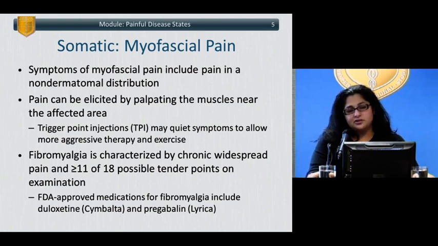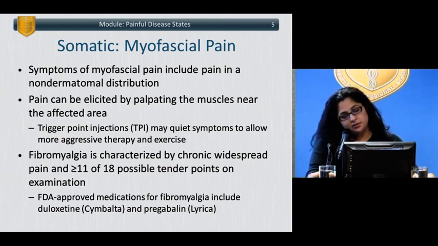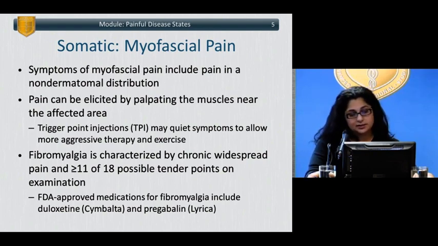We focused our attention on some neuropathic pain syndromes. Now we're going to discuss some somatic pain syndromes. And we kind of define somatic as pain that can occur from skin, muscle, fascia, tendons. So myofascial pain is a type of somatic pain syndrome. And basically with myofascial pain, it will not follow a dermatomal distribution. If it is following a dermatomal distribution, then this is not myofascial pain.